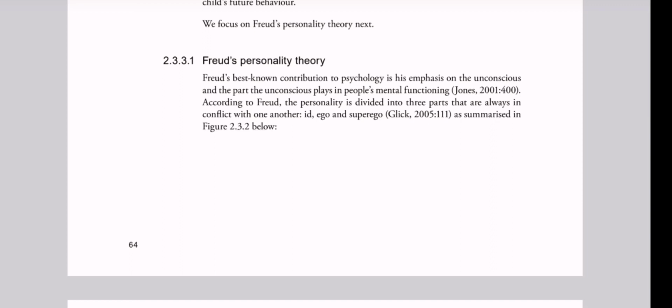Freud's personality theory. Freud's best known contribution to psychology is his emphasis on the unconscious and the part the unconscious plays in people's mental functioning. According to Freud, the personality is divided into three parts that are always in conflict with one another: id, ego, superego, as summarized in Figure 2.3.2 below.